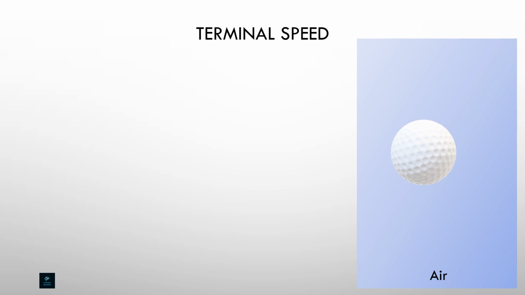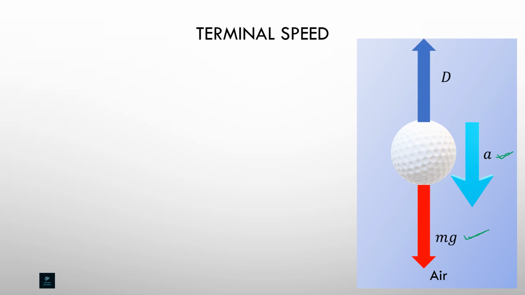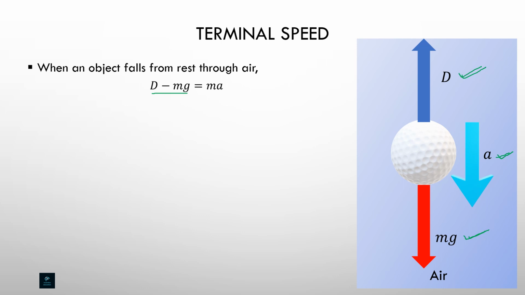Suppose that an object falls from rest through air. At any instant, let the acceleration of the object be a. At that instant, the forces that are acting on this object are the gravitational force and the drag force. The net force on the object is D minus mg. So at that instant, when the object is falling from rest through air, the net force is D minus mg, and this is equal to the mass of the object times the acceleration of the object.